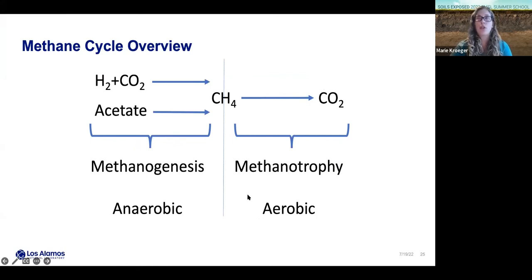Methanotrophy, although we know that there is anaerobic oxidation of methane, I only focused on the aerobic form. I did look into the active fraction from sections of the soil core that were anaerobic and didn't see any activity from anaerobic oxidizing methanotrophs, but just so you know, I did look. And so for methanotrophy, we're going to oxidize methane to CO2.